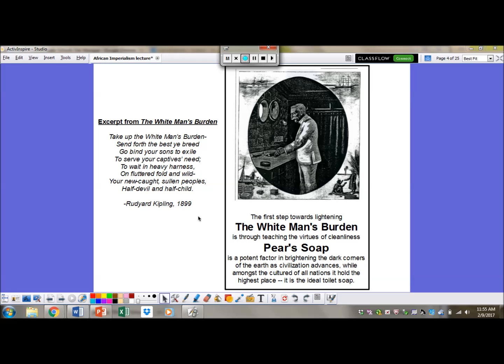And you see Kipling here talking about sending forth the best ye breed, the best of Europe. Send your sons essentially into exile, into these far-flung corners of the world rather than staying in Europe, to take care of these new-caught sullen people. Sullen meaning these folks in Africa, India, China, wherever, aren't going to be happy about this. And why would they? Who would be happy if somebody showed up and started telling you what to do? But you can see the derogatory view that Europeans had of many of these people groups around the world, half devil and half child. There's clearly no sense of equality, no expectation that these people from outside of Europe are in any way, shape, or form equal to or similar to or as good as anybody from back in Europe.